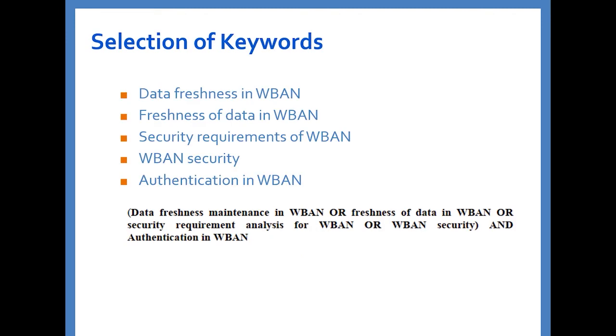Then selection of keywords. In this SLR, we used data freshness in W-band, freshness of data in W-band, security requirements of W-band, W-band security, and authentication in W-band as the keywords to search various research platforms to obtain the results. By using these keywords, we obtained 1977 journals on various platforms on 4th October 2021.